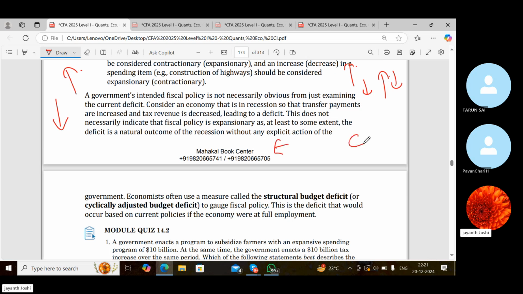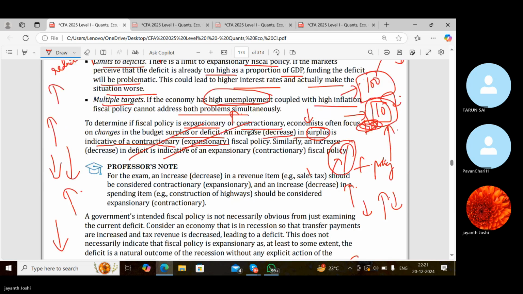Expansionary policy, contractionary policy. When taxes are reduced, people have more disposable income. They can spend more. An increase in surplus is indicative of contractionary. Decrease in surplus is expansionary.